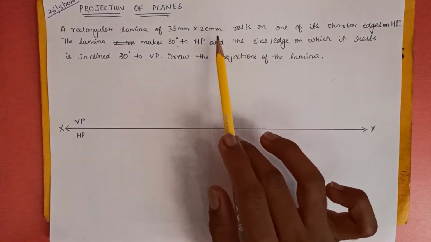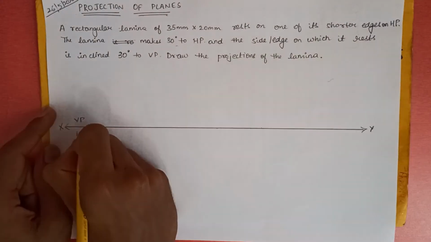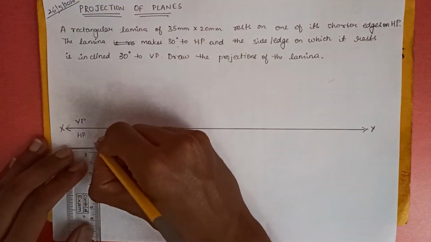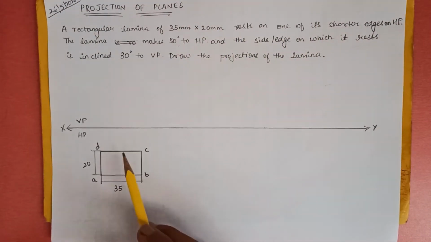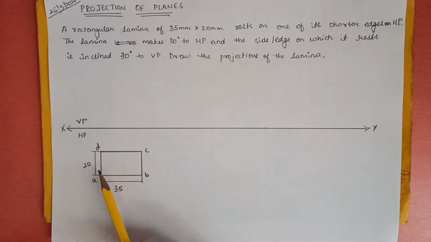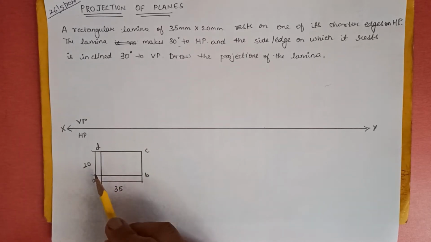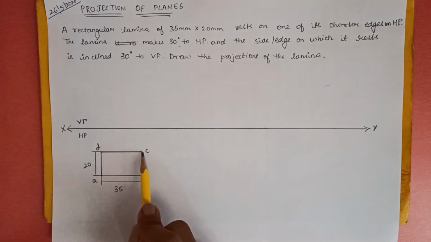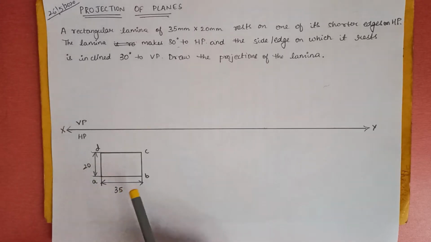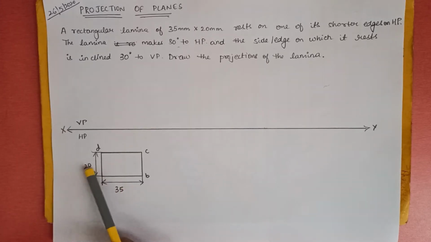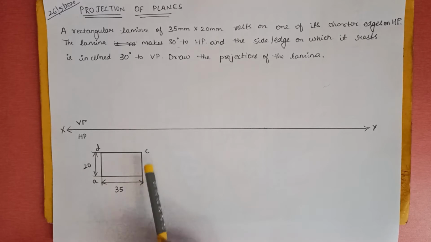Now they've given us that its shorter edge is on HP, so we need to take our scale and draw 20 mm first. You should draw this rectangle in such a way that the shorter edge will be resting on HP. This is how we need to draw it. The outer side of the rectangle should be made thick, okay? And after that, you must never forget to mention the length and the breadth. And also, you must name the rectangle, okay?